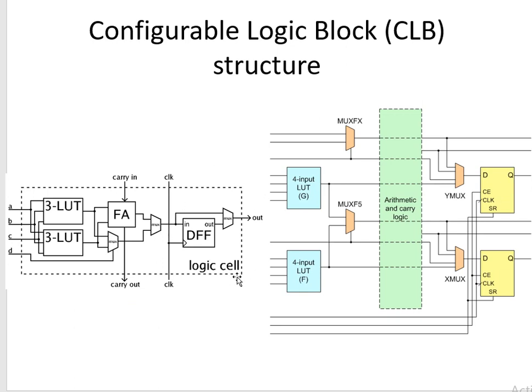At the third stage we have a D flip-flop. And as you can see, we have a multiplexer to select the final output of the CLB. The final output of the CLB can be the output of the D flip-flop or the output of the logic functions. It means that we can implement both sequential and combinational logic.